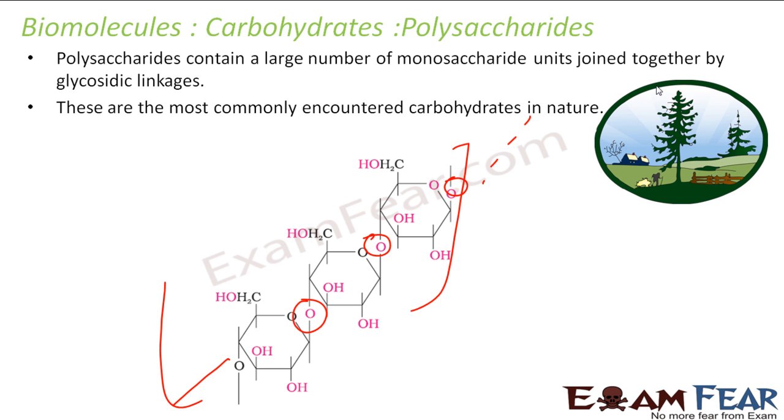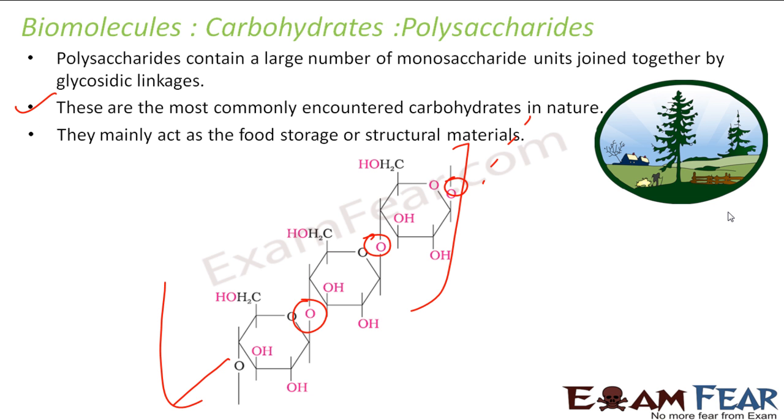Hundreds and thousands of monosaccharides are joined together, and they are the most common carbohydrates in nature. Please note, they are the most common carbohydrates in nature, and they generally act as food storage or structural material. Please note, they are basically either food storage or structural material. We'll talk about various polysaccharides and this will be clearer to you.